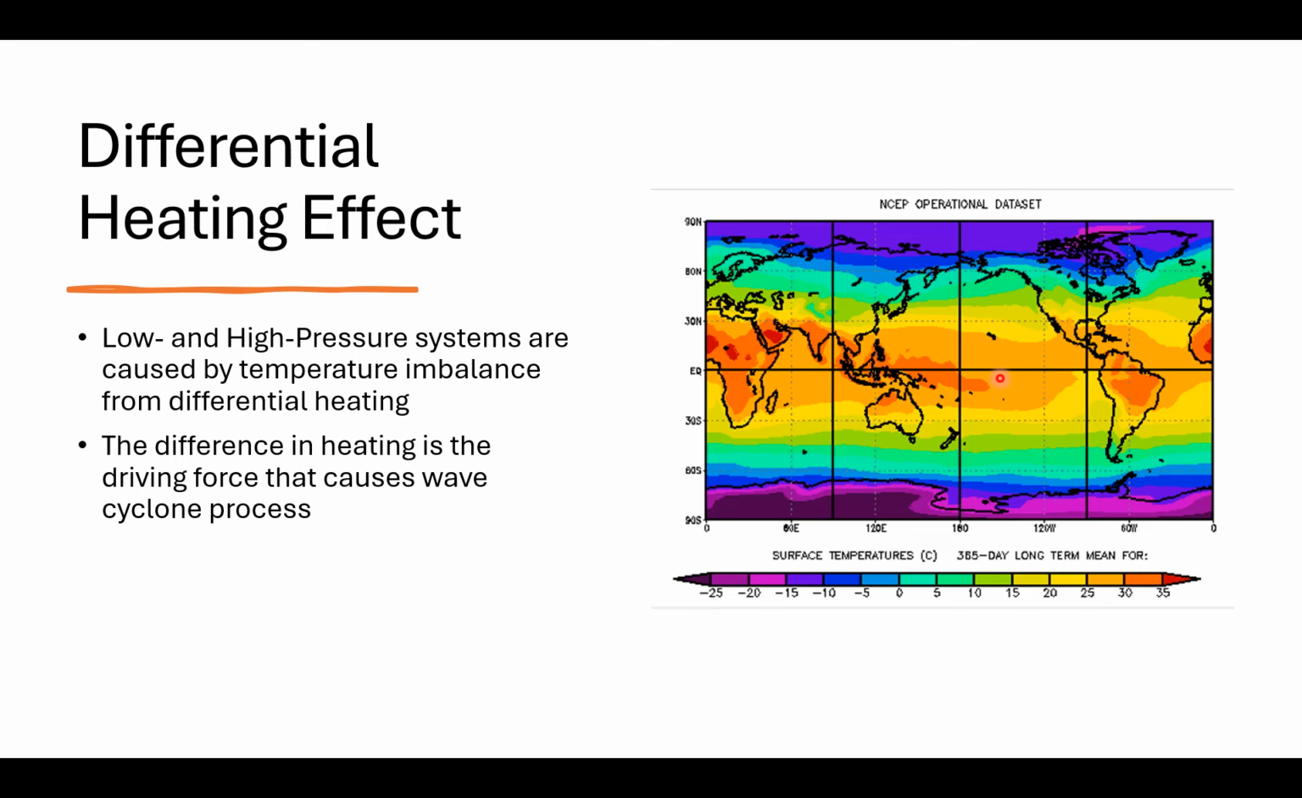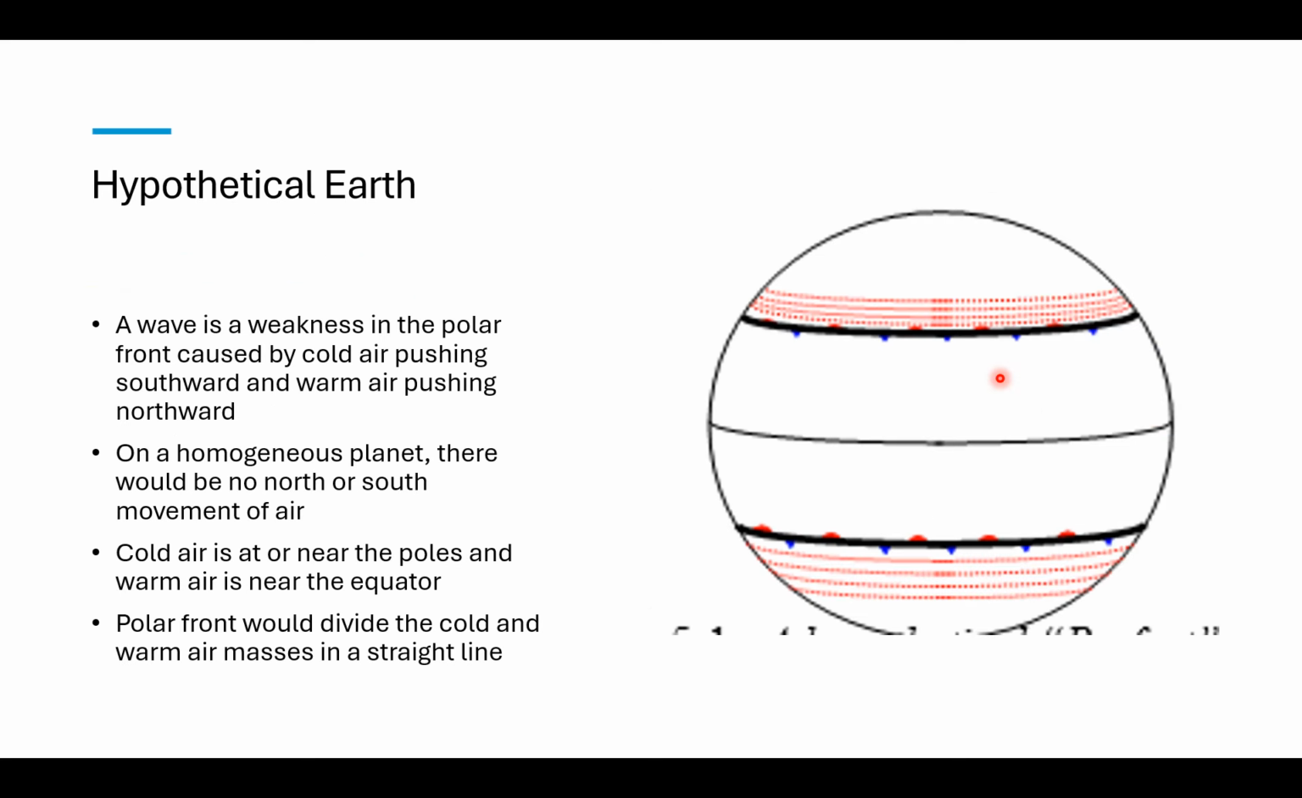Hottest air over the tropics, coldest air over the poles. This difference in heating is the driving force that causes these wave cyclones to develop, these mid-latitude cyclones. Now, if we were to look at a hypothetical Earth, for example, what would we see?